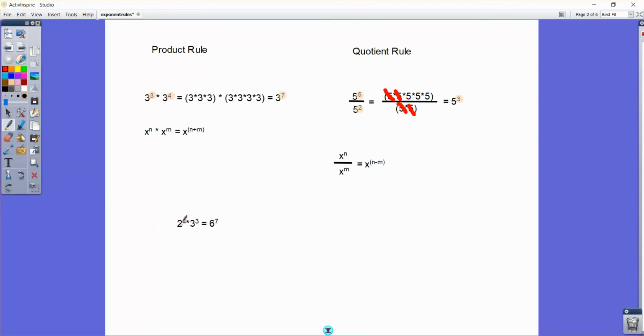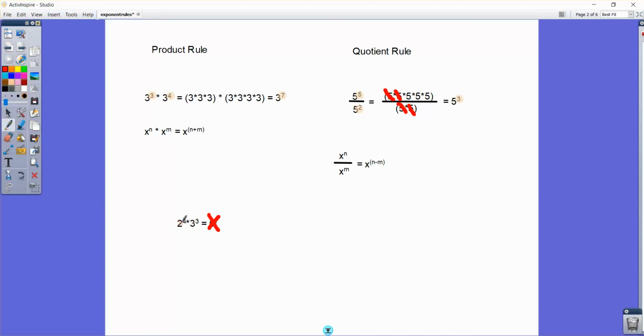And if I were to test this out practically, that would mean that 2 to the 4th times 3 to the 3rd should work out to be whatever 6 to the 7th is. That is clearly not the case. You can use a calculator and see that that's clearly not the case. Your only solution here, if you really want to know what this equals, would be to expand these.